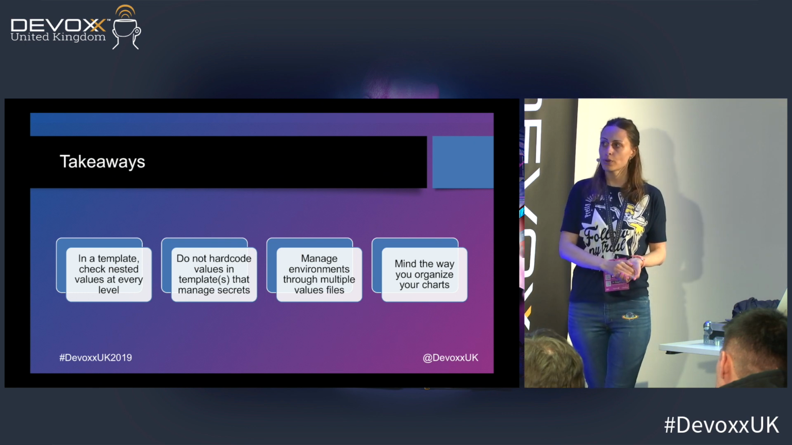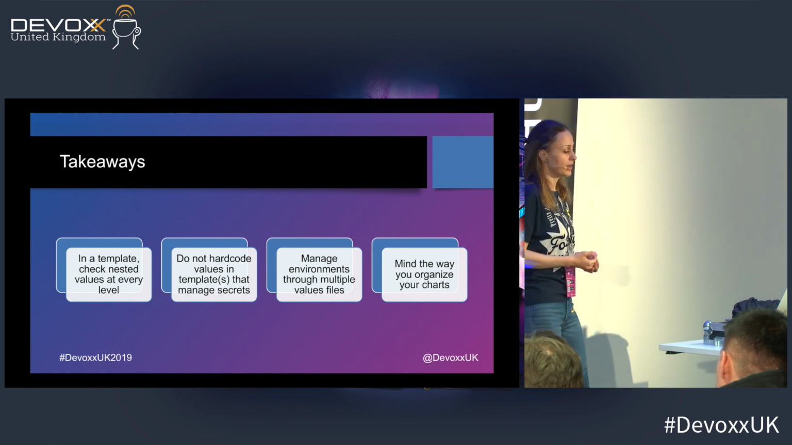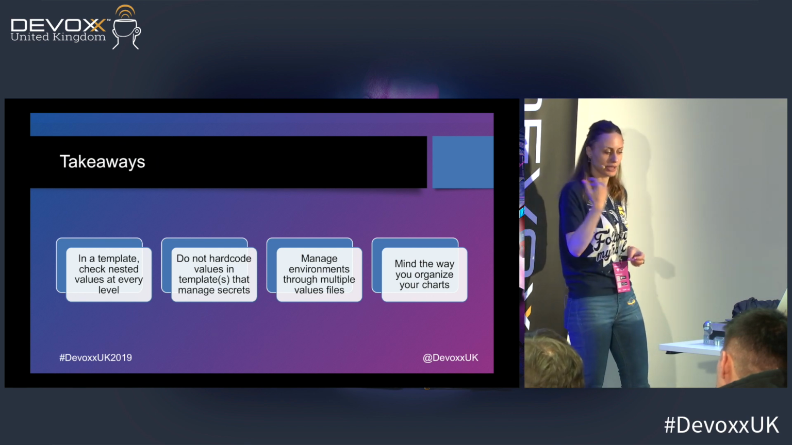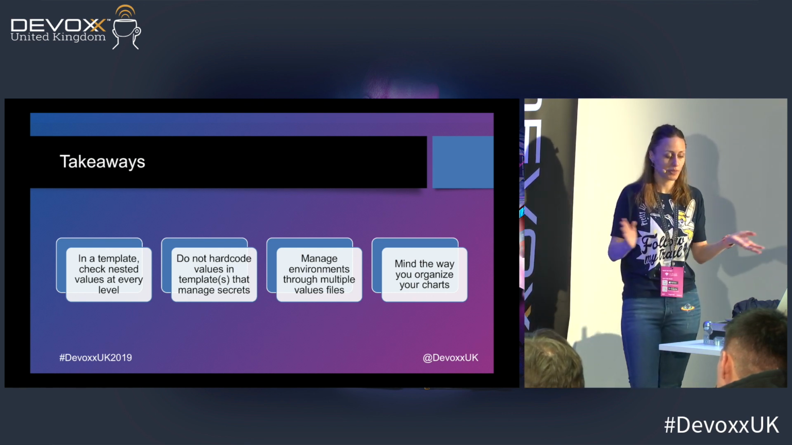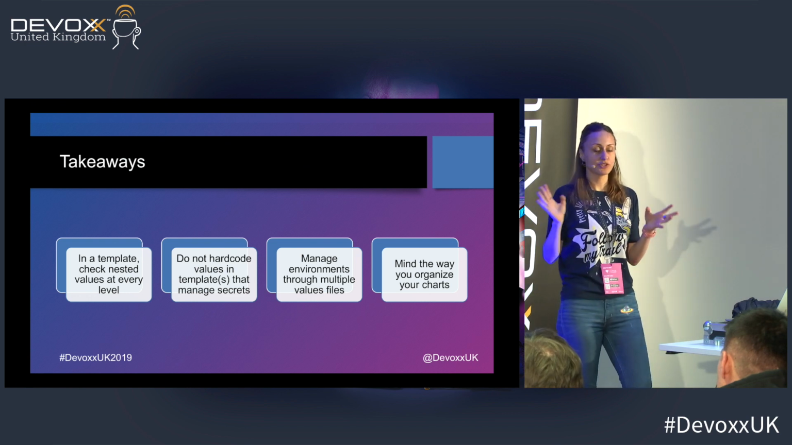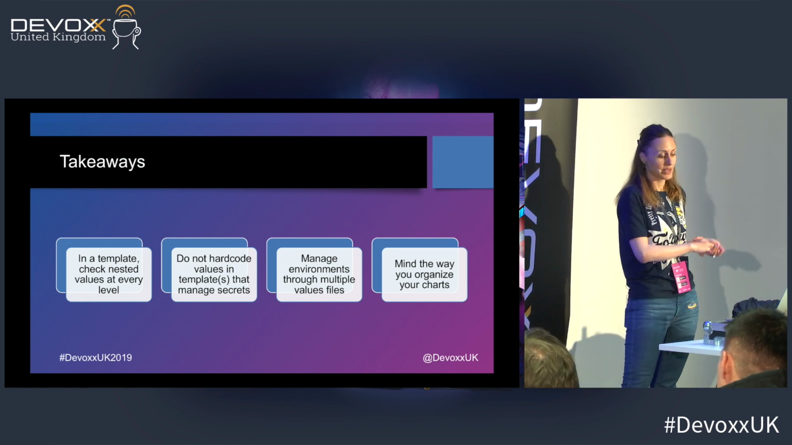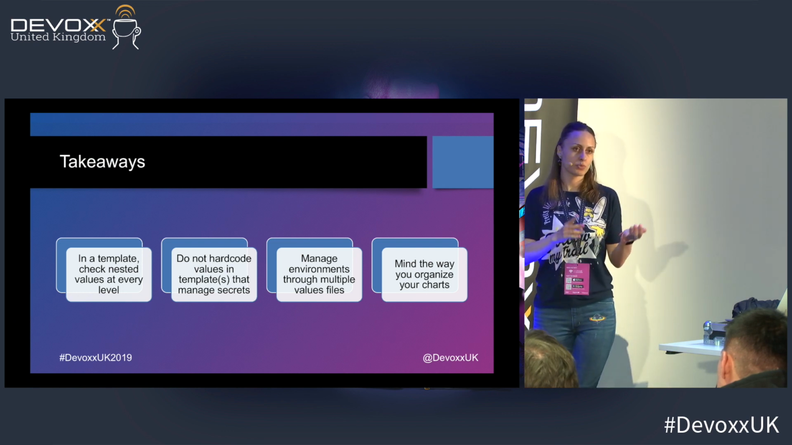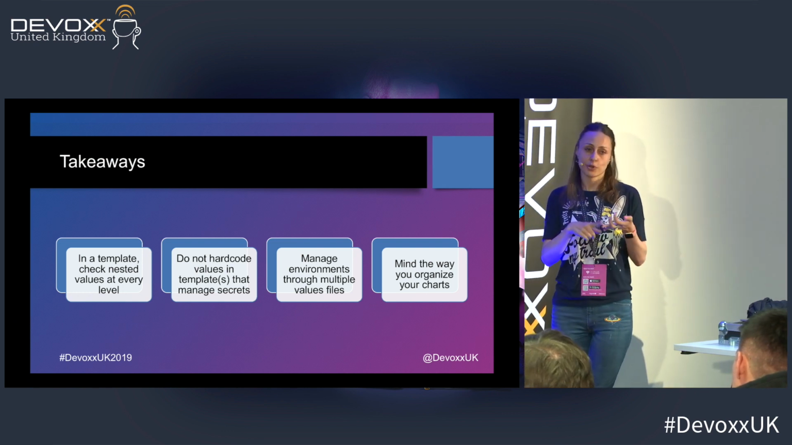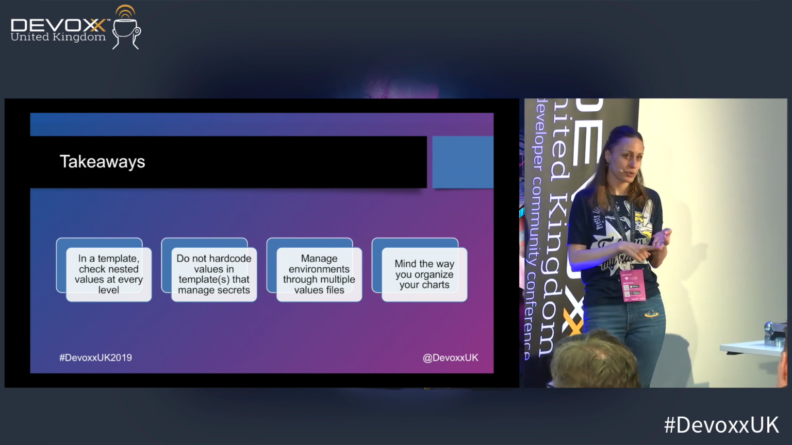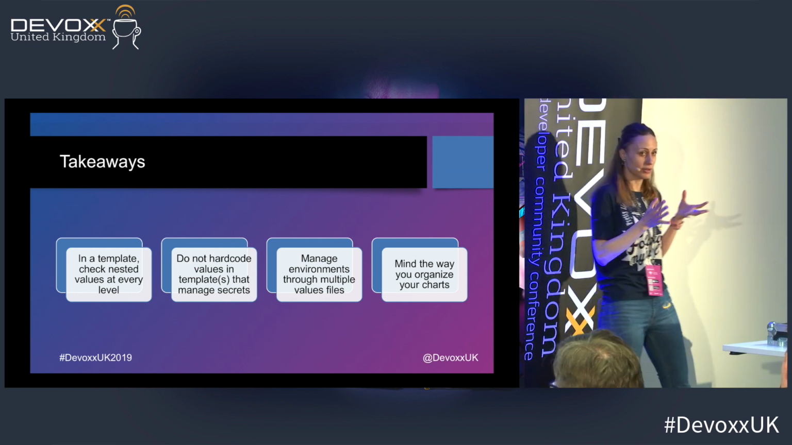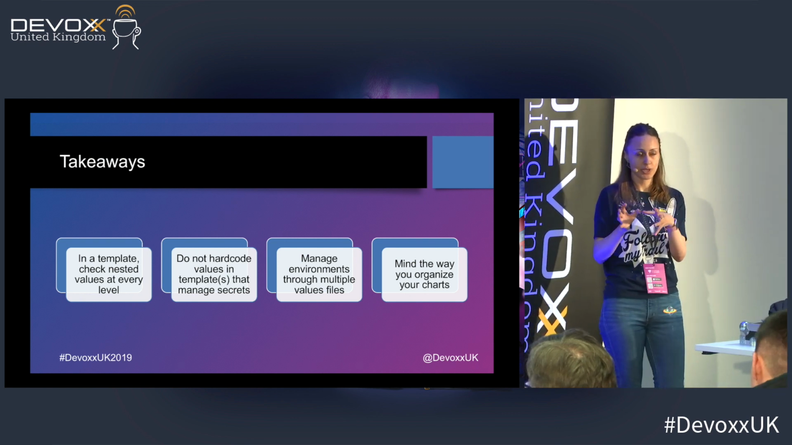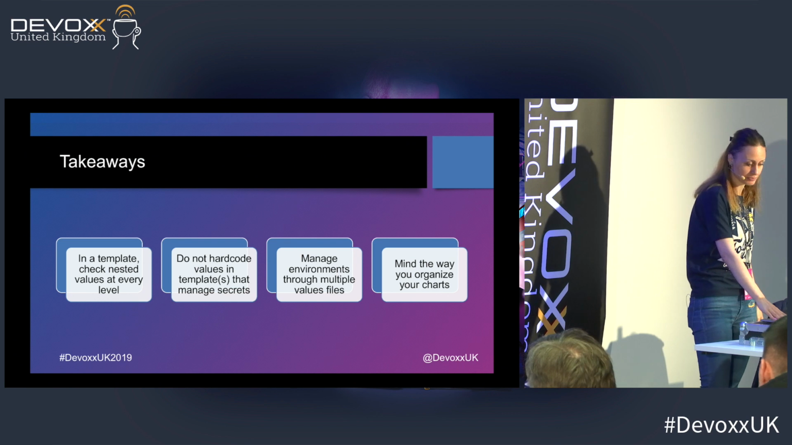Thirdly, manage your environments through multiple value files, like I've done there, values.dev.yaml, values.qa.yaml, and so on, and deploy with that. Don't change the templates, just change the values.yaml part. And of course, mind the way you organize your charts by choosing one of the approaches: one chart per service, one chart to rule them all, or the hybrid approach if you have a lot of microservices and you would just want to isolate in groups what you are deploying.